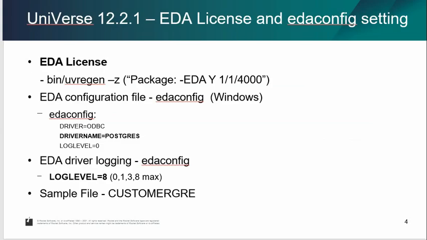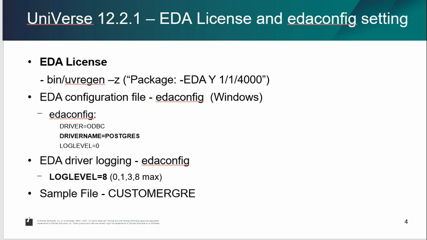First, on the UniVerse side, you must have an EDA license to work with the EDA solution. You can run UV region with the -z option to show you the database. The next step will be to define the EDA config file in the UV home directory. On the Windows side, there is no tool; you just use any editor to create 3 lines: driver equal ODBC, driver name equal POSTGRES, and log level by default equal 0.